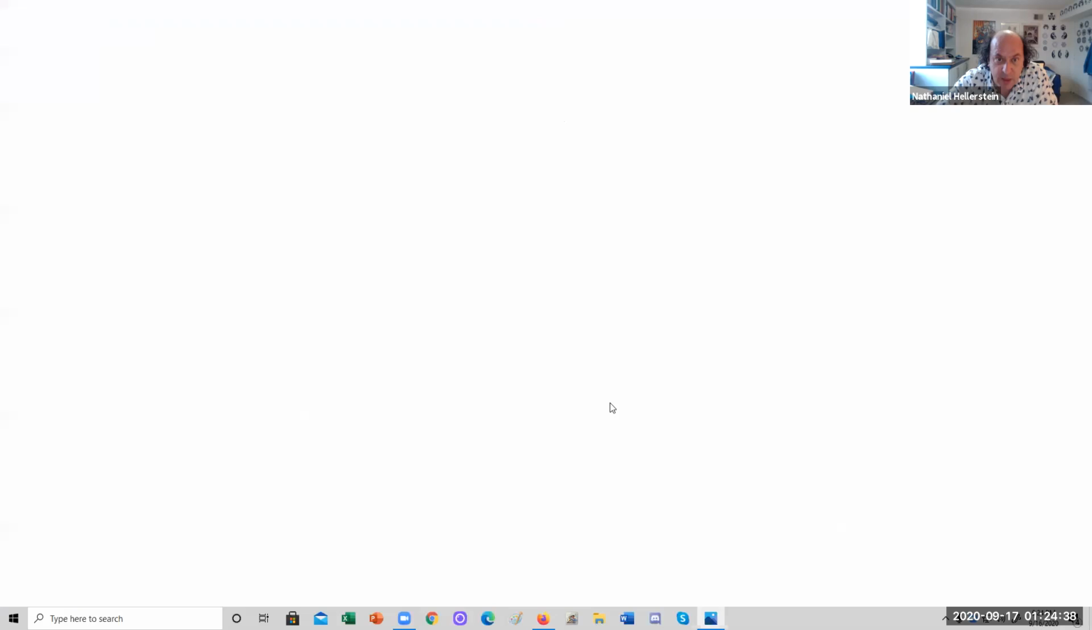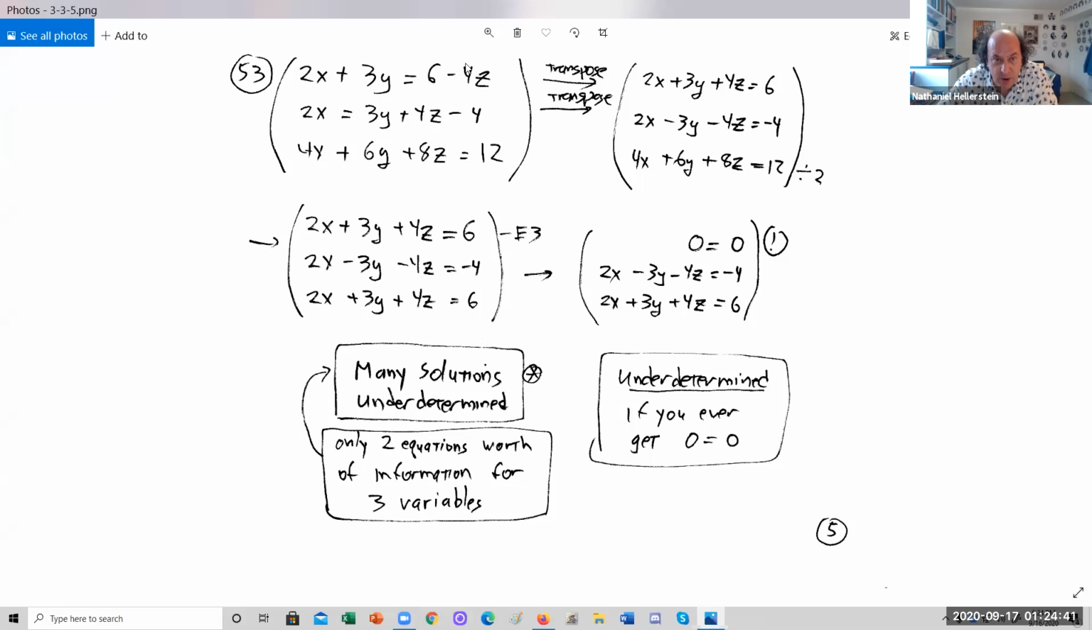So let's see, 335 asks. Now, here we have a system where first we do some transposing to get them in the right form, and then we do some rescaling, and we do some row operations here, and look at this. This and this were the same. These in fact were identical equations, so when you subtract equation 3 from equation 1, you get 0 equals 0. Well, here you wind up with basically only 2 equations worth of information for 3 variables, and that's not enough. So therefore, there are many solutions.